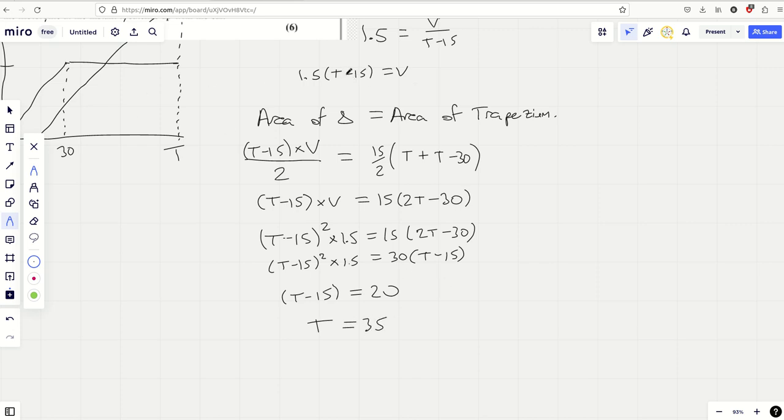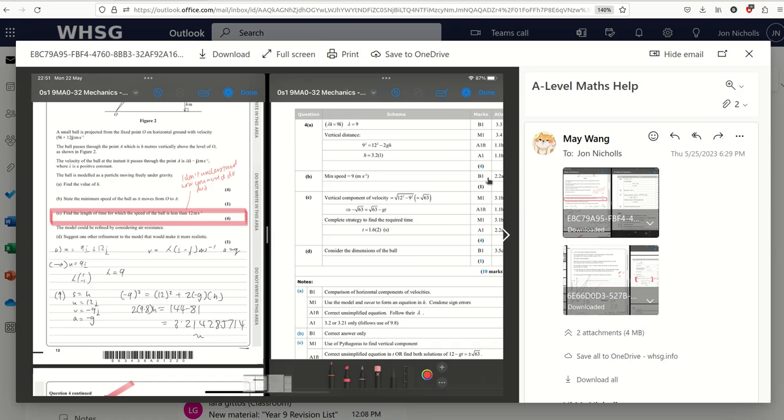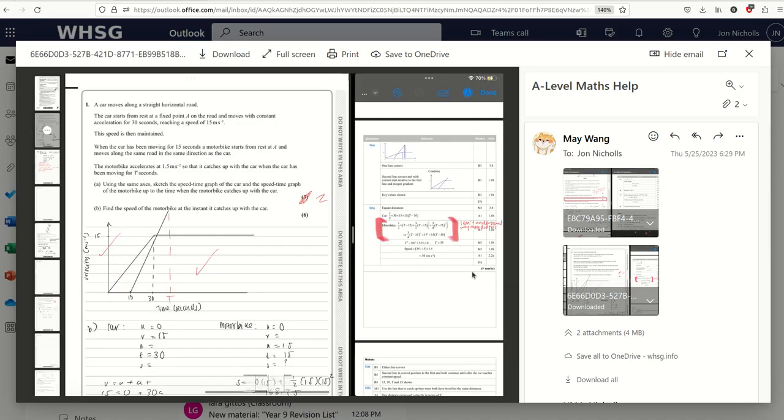And if t is 35, you'll have 35 minus 15, which is 20. 20 times 1.5, so v is 30. And I'm just going to frantically check the answer here and check that I've got it right. Did I get it right? Yeah, 30. Okay, I've probably done it very differently to the mark scheme.